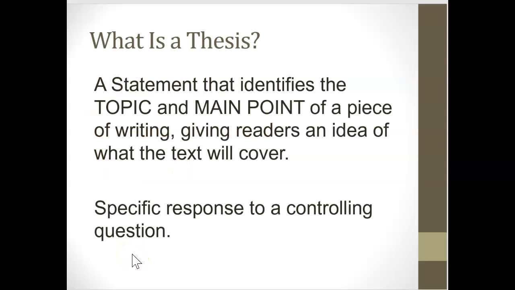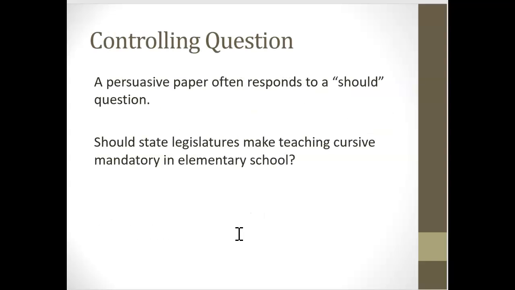So a thesis is a statement that identifies the topic and the main point of a piece of writing and gives the reader an idea of what the text will cover. It's a specific response to a controlling question. So in other words, the thesis is an answer to a question that controls what goes into a paper and the approach and stance the writer takes. So let's deal with that next, a controlling question.